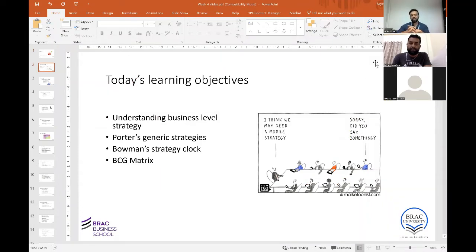What is business level strategy? And then again, we'll dive into another very useful set of theories. And this again is championed by Michael Porter, whose name will come quite frequently in our course. And then we'll look into another tool called Bowman's strategy clock. And then we'll also get to know the BCG Matrix. So these are some useful tools that I'm going to talk about while we reflect on business level strategy.